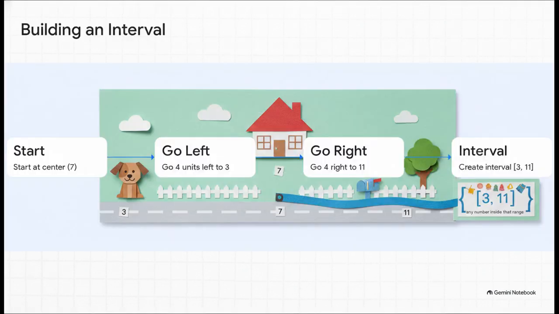So let's actually build this on our map. If the absolute value of x minus 7 is less than or equal to 4, well, we start at our center house at 7. The dog fence extends 4 units left to 3 and 4 units right to 11. Just like that, you've created a physical interval from 3 to 11. x can be literally any number inside that range.